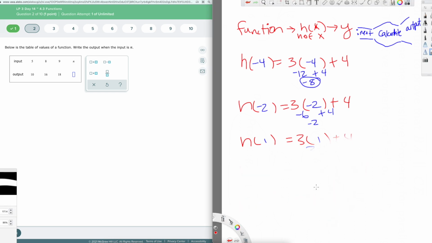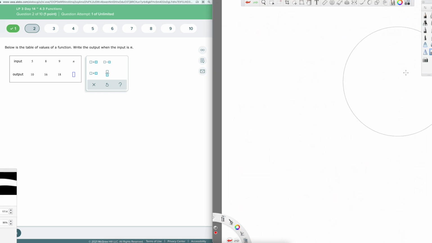All right, so if we're thinking about these as a rule, in the last one we had 3 times the number, whatever number we plugged in there, we plugged in a bunch of different numbers, and then we added 4. So this was our rule. This is what we had to do to x, the input, every time to get our output, which was f of x, right? Or h of x in that one. So this was our rule right here.